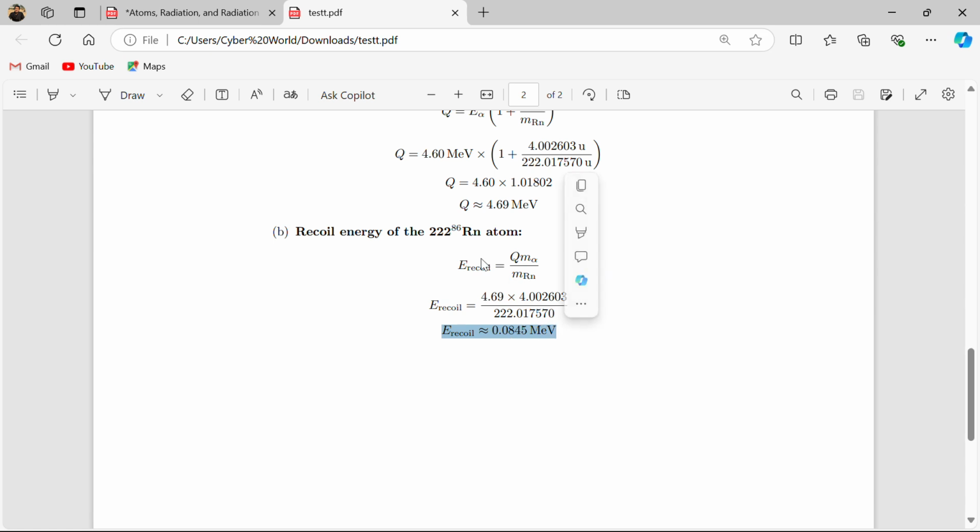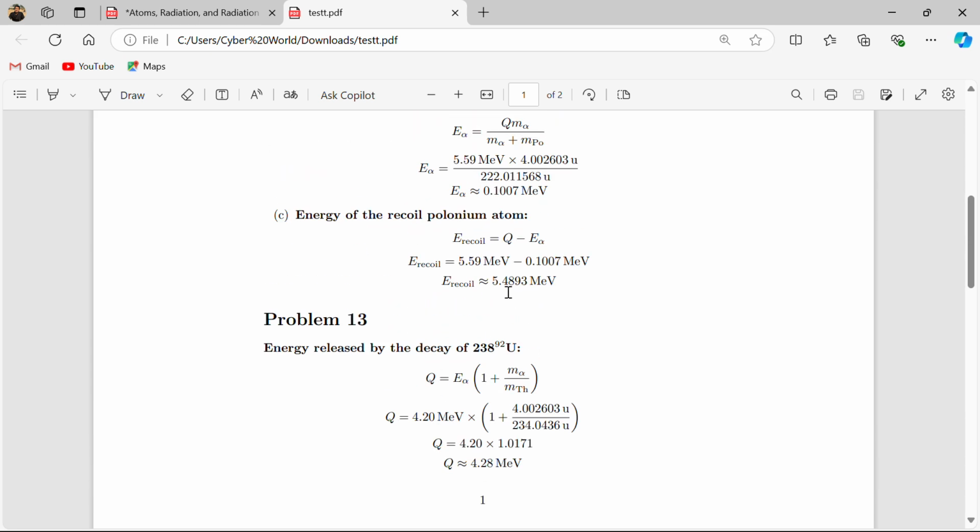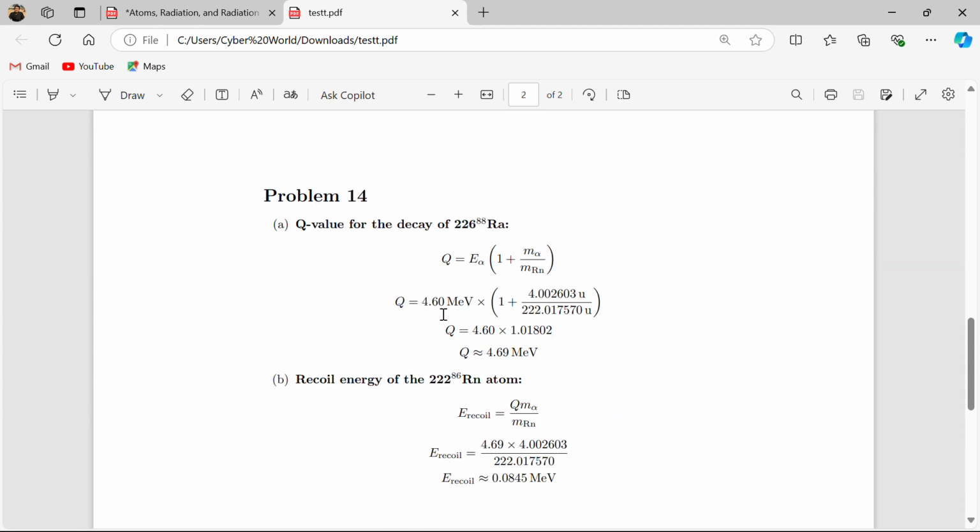The recoil energy was 0.08. This is another formula by which you can find it, but directly you already know, as we did here. You have to use this formula: to find E recoil, you subtract your alpha energy from the total energy. So here is your alpha energy, and you subtract it from this. After subtracting, you will get your final recoil energy, which is equal to 0.0845 mega electron volts.